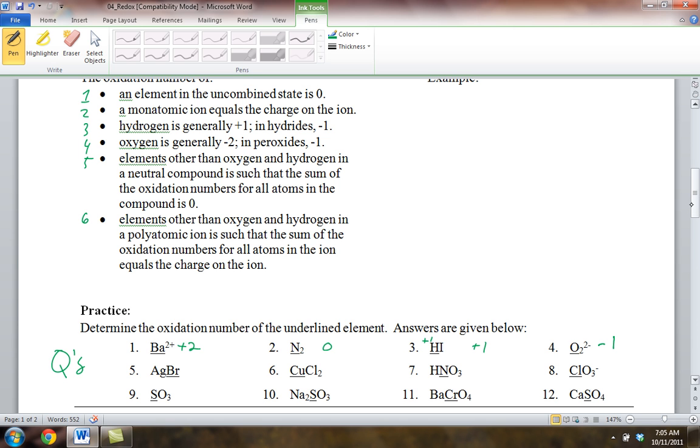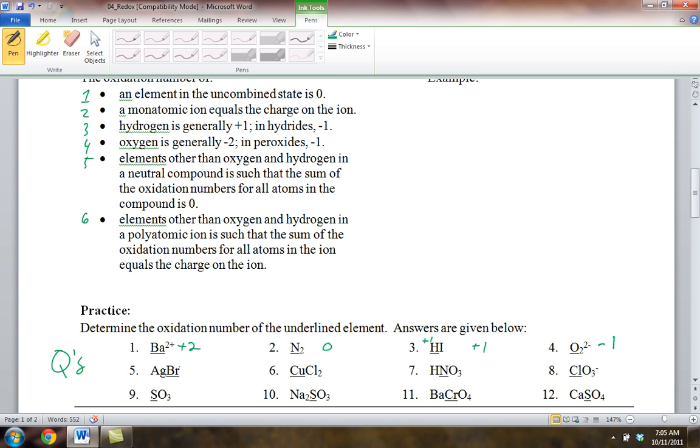Number 5. For elements other than oxygen and hydrogen in a neutral compound, the sum of the oxidation numbers for all atoms in the compound is 0. So if it's not charged, it's 0. For elements other than oxygen and hydrogen in a polyatomic ion, the sum of the oxidation numbers for all atoms in the ion equals the charge of the ion. So we're going to have to look at the ion charge.